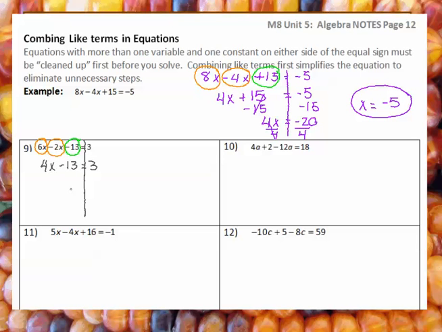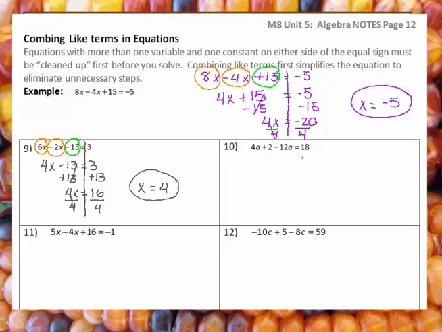I've already combined like terms, so now I can just solve. I'm going to add 13 to both sides. I'm left with 4x is equal to 16. Divide by 4 on both sides. And I'm left with x is equal to 4 for this problem.